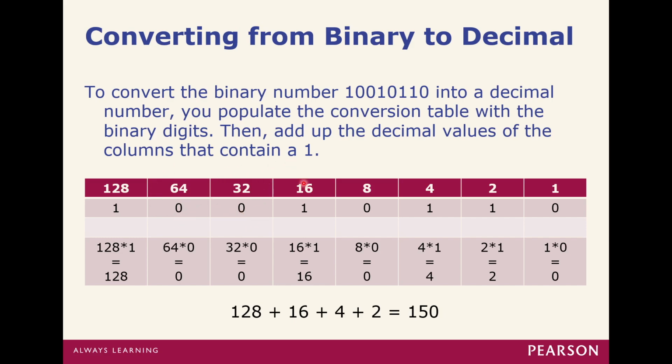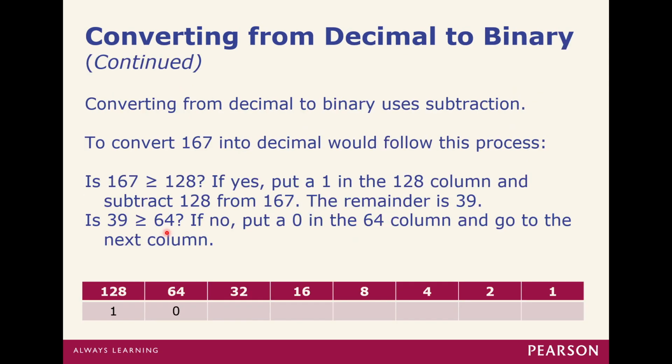32 is the same thing. At 16, you have 1 times 16, which is 16. At 8, you don't have anything. Then a 1, 1, 0. Here we are converting from binary to decimal. So it will be 128 plus 16 plus 4 plus 2, and this will be equal to 150 in decimal. So this number in binary equals 150 in decimal. We only count the positions where we have a 1, and we do not count the zeros.